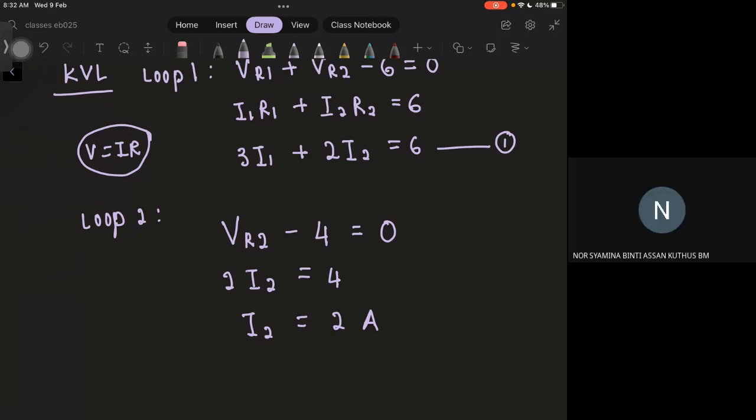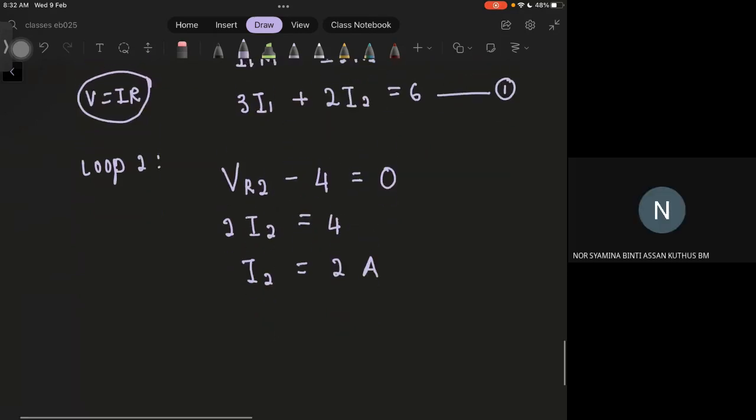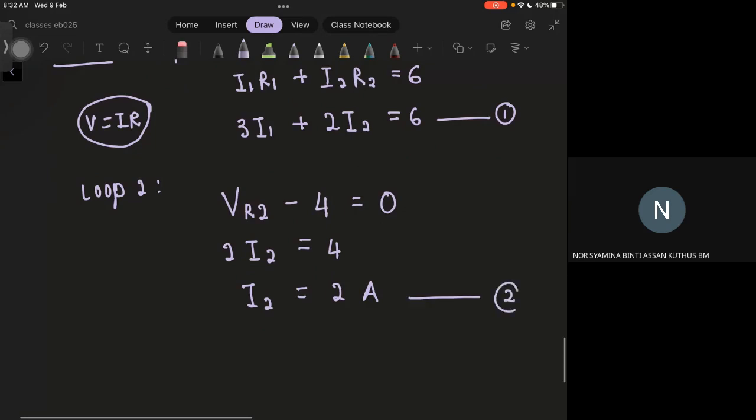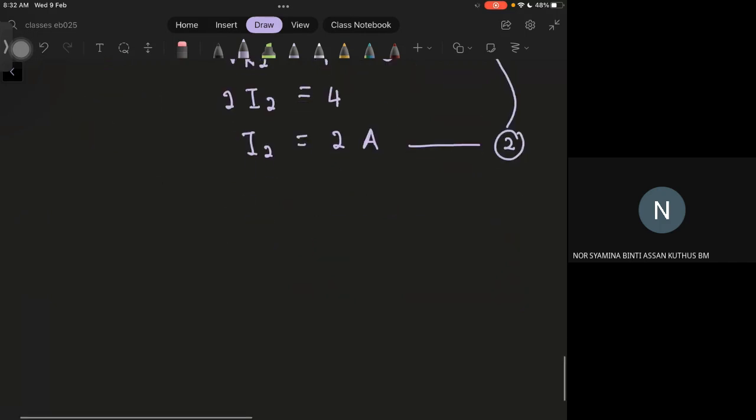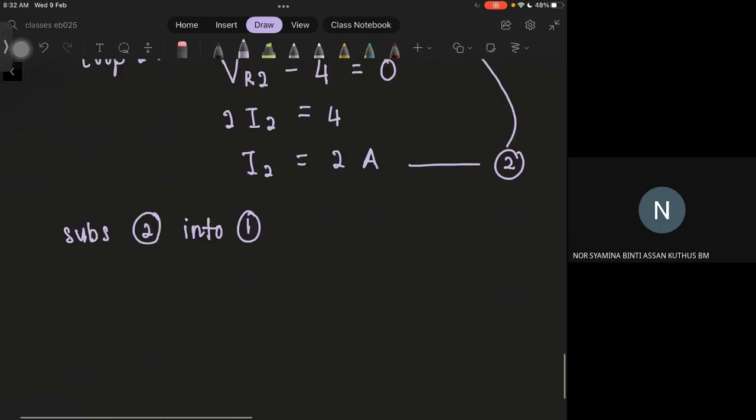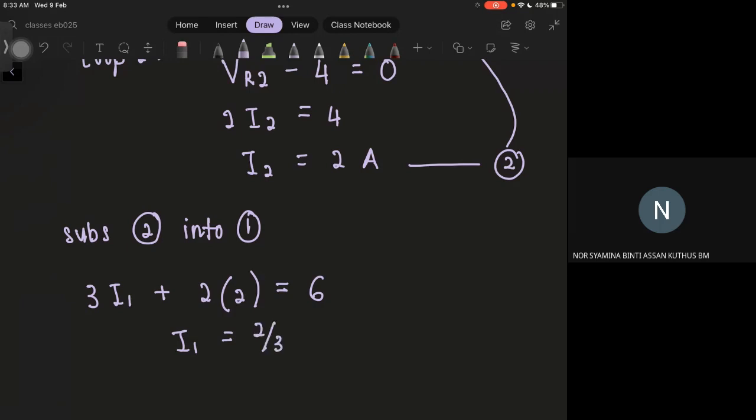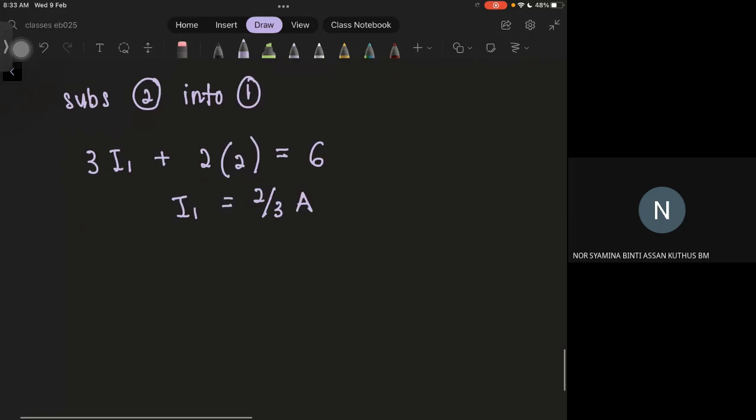Betul. Alright. So dah dapat I2, kita boleh substitute masuk I2 ke dalam equation yang pertama. So substitute equation 2 into 1. So equation 1 kita tadi adalah 3I1 plus 2 I2. I2 is 2 ampere, equals to 6. So I1 kita akan dapat 2/3 ampere. Boleh?